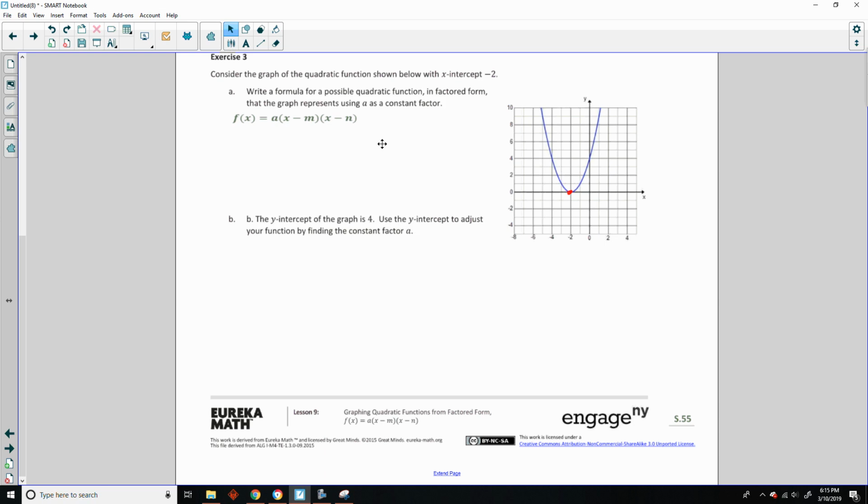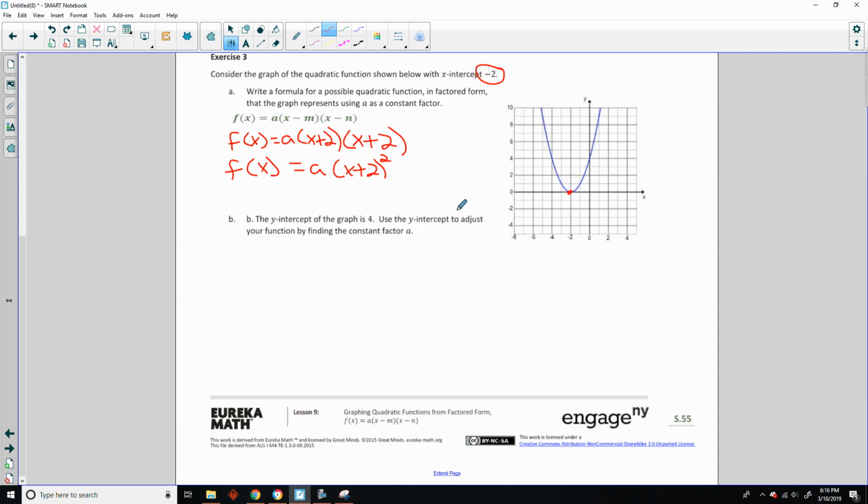That's step one, write the formula. Step two, substitute the givens. So this is going to be f of x equals, now remember, the x-intercept is negative 2 and there's only 1. So it would be a times x plus 2 times x plus 2 again. So that's called a double root. And that would become a times x plus 2 quantity squared.